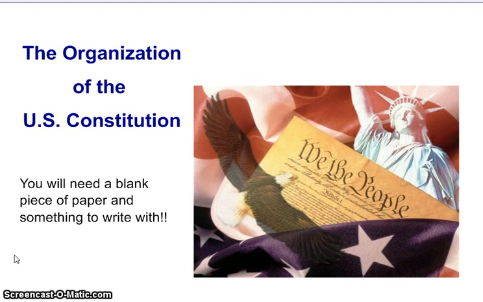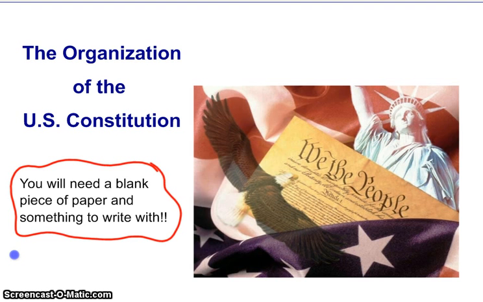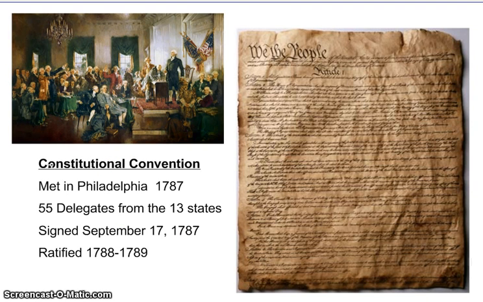Before we start, just make sure that you have a blank piece of paper and something to write with. What we're going to do is build a graphic organizer as we go through the quick lecture. Before we start the graphic organizer, though, just some very basic background knowledge for you.